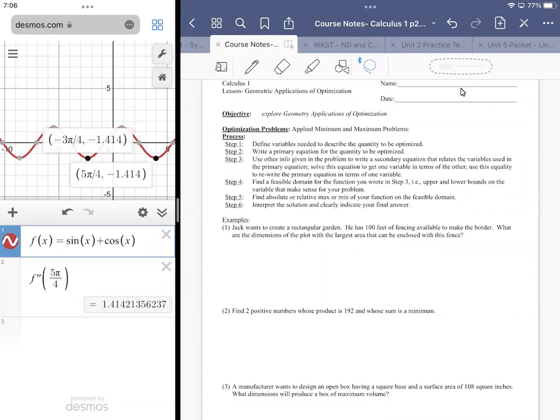Find a feasible domain. Feasible and practical domain mean the same thing. So for example, if we're talking about areas, we probably don't need negative dimensions. Okay, so just kind of keep that in mind. Find extrema. Okay, that's step 5, words to that effect. And then interpret the solution and clearly indicate your final answer.